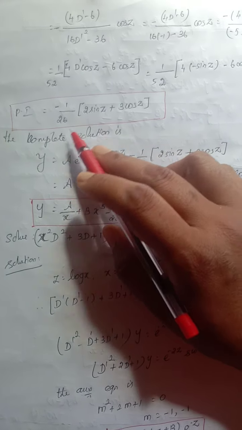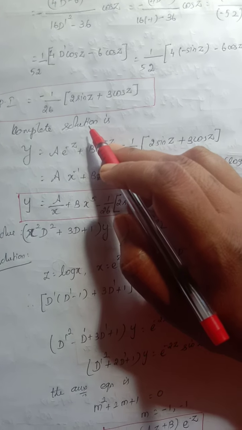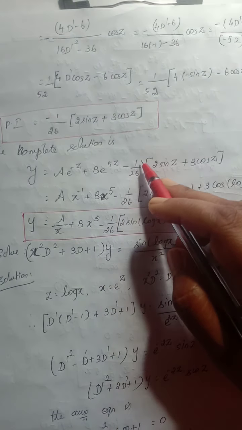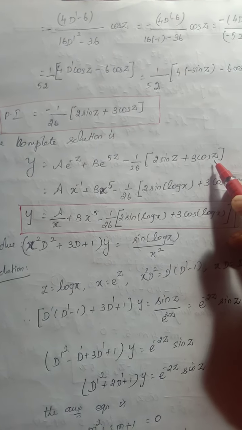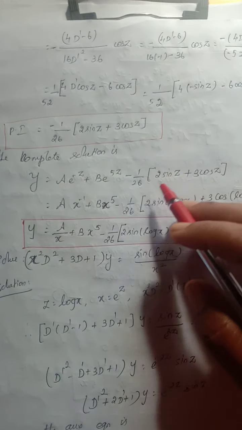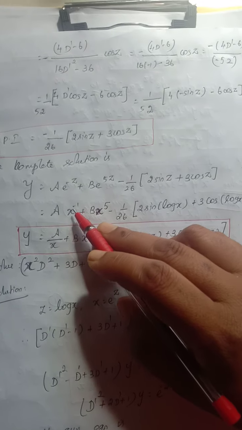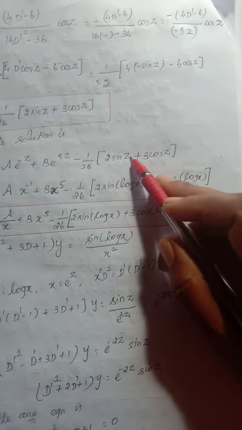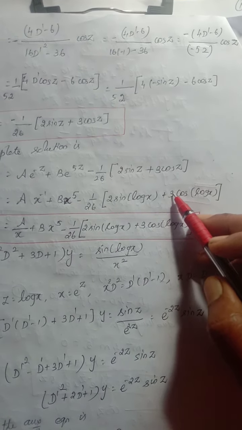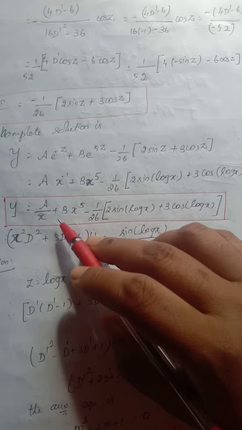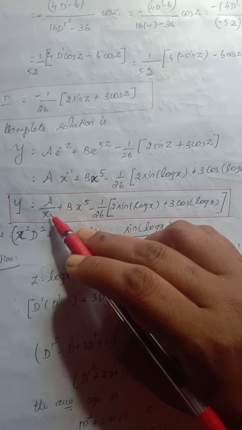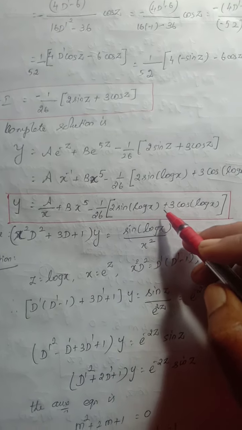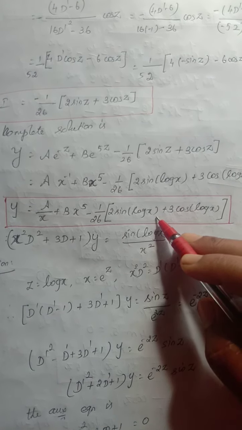After finding the particular integral, we go for the complete solution, that is complementary function plus particular integral. That is y is equal to a e power minus z plus b e power 5z minus 1 by 26 into 2 sin z plus 3 cos z. So after replacing all the z terms into x form, that is a x to the power of minus 1 plus b x to the power of 5 minus 1 by 26 into 2 sin of log x plus 3 cos of log x, since z can be replaced as log x. So finally we are getting the solution as y is equal to a by x plus b x power 5 minus 1 by 26 into 2 sin log x plus 3 cos log x. So this is the complete solution for the given equation.